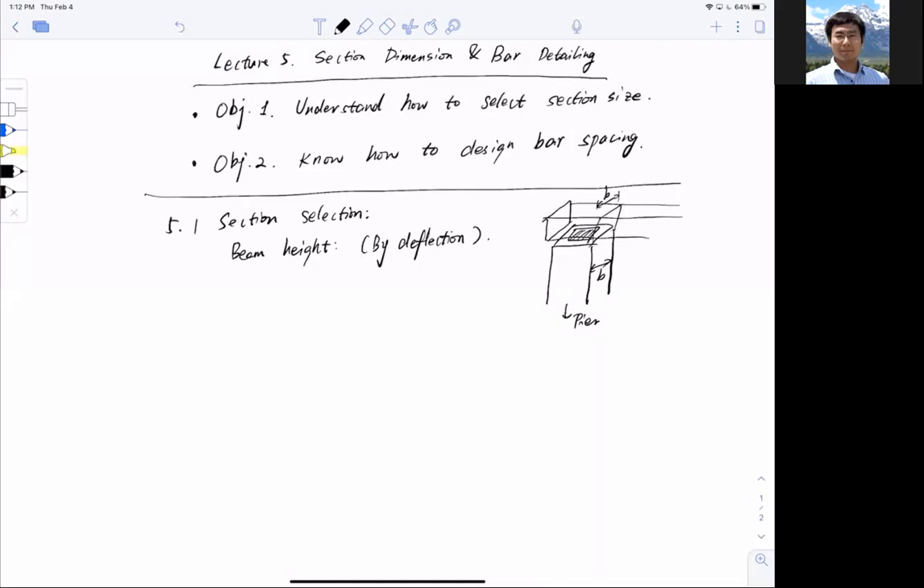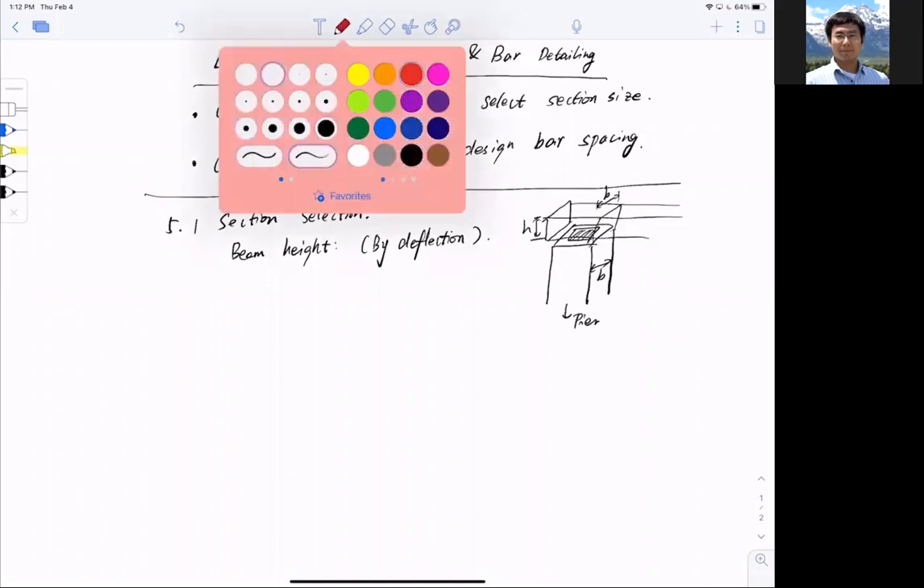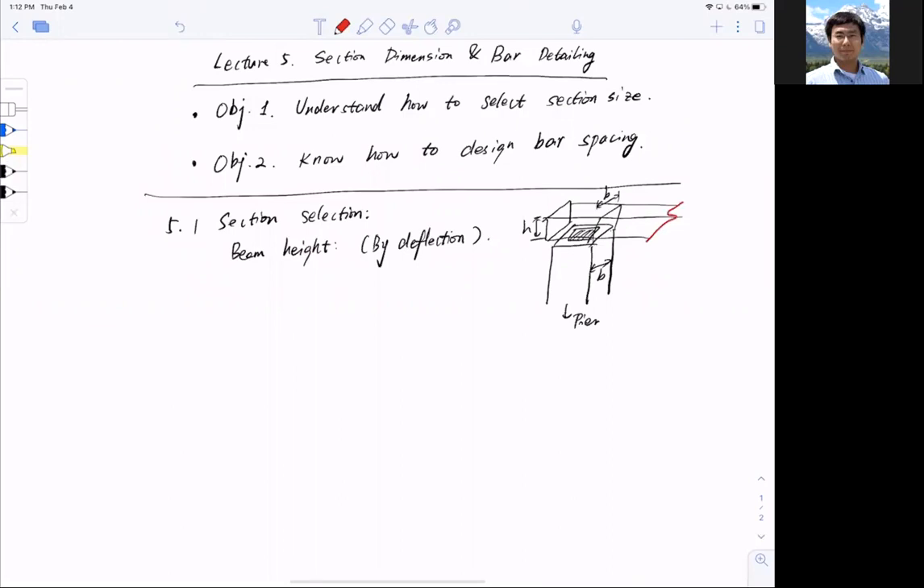The real challenging part is actually the height. How do we determine the height? Again, I'm going to use this picture to show you. Now this is just the cross section cut. You know that it extends to the other end, and the other end also has a support right here, for example, and there's a column underneath it. So to select the section height, we rely on deflection control, okay?